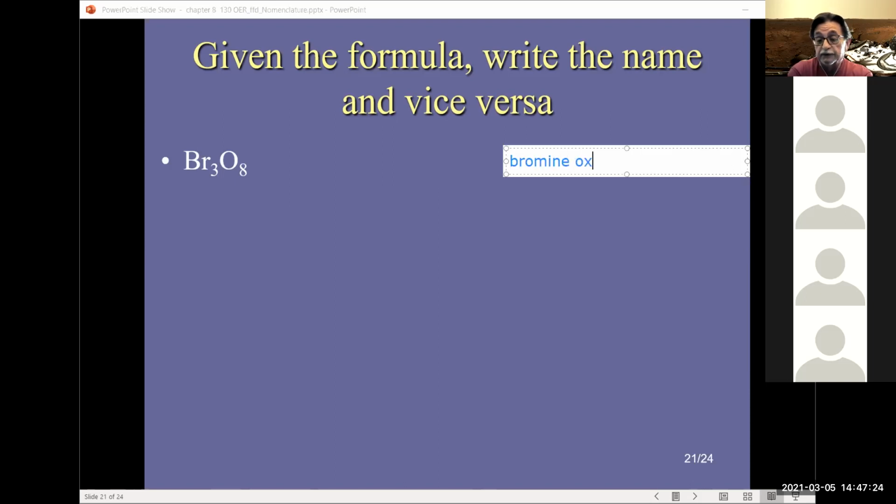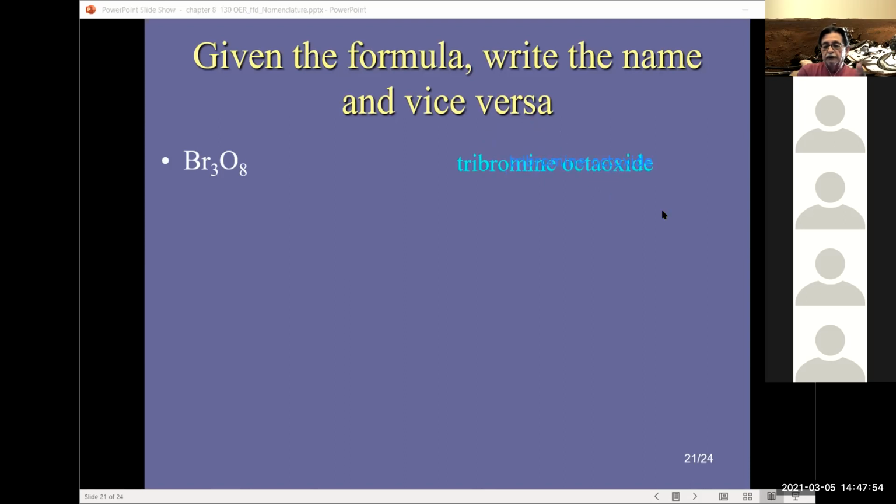And then the oxygens, as always, are oxide. So that is the base name, okay? We have 3 of them, 3 bromines, so that's tri. We add the tri. And we have 8 oxide. So octa, okay? Drop the A, octoxide. Octoxide, it's a little bit of a tongue twister. Okay, if you left the A, that's fine.